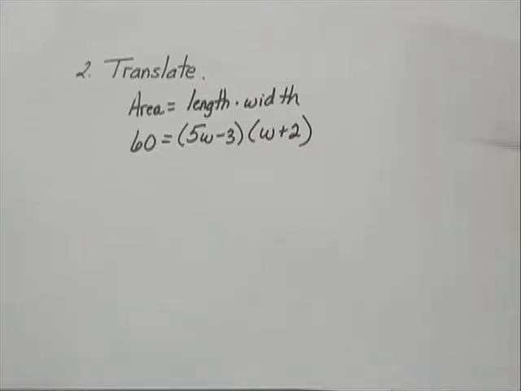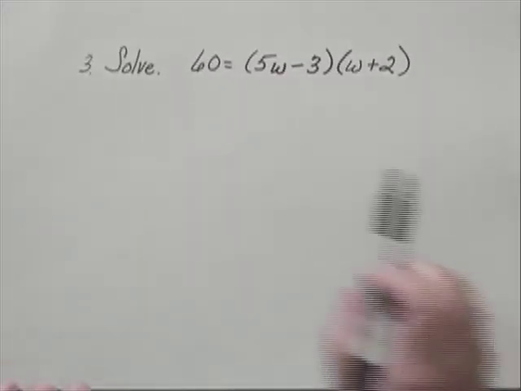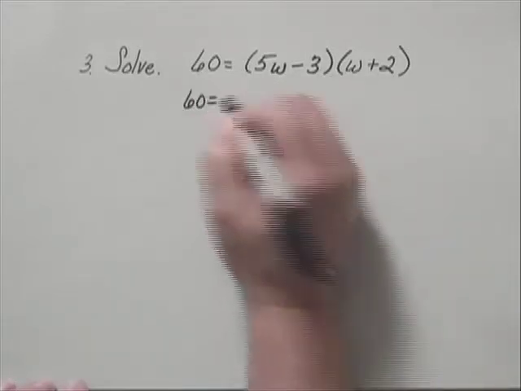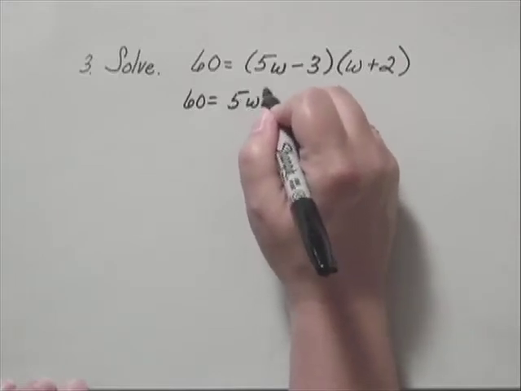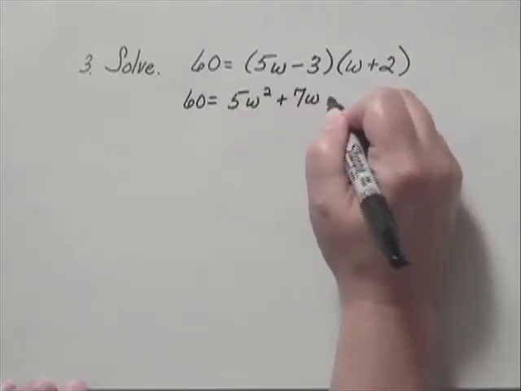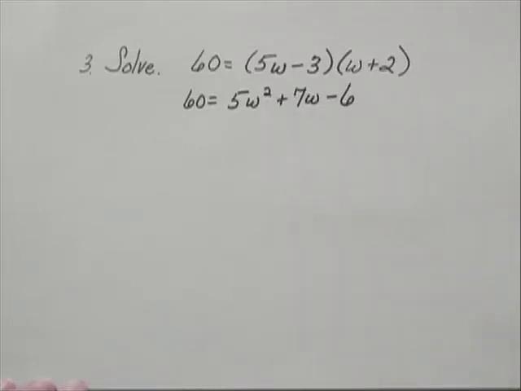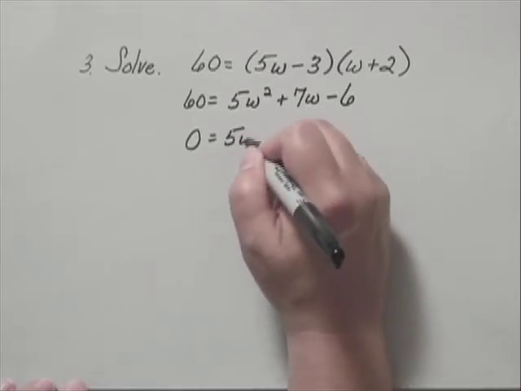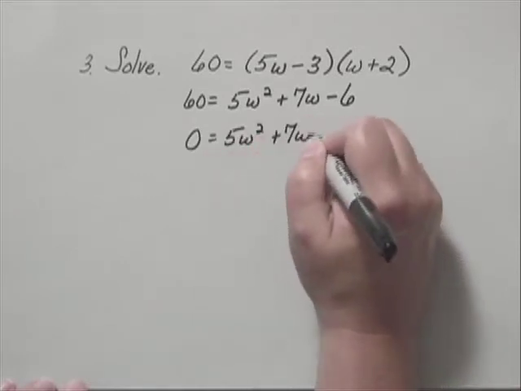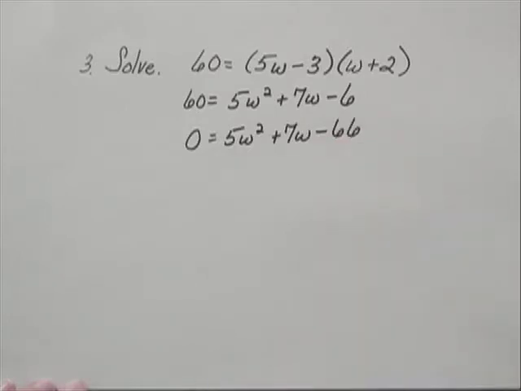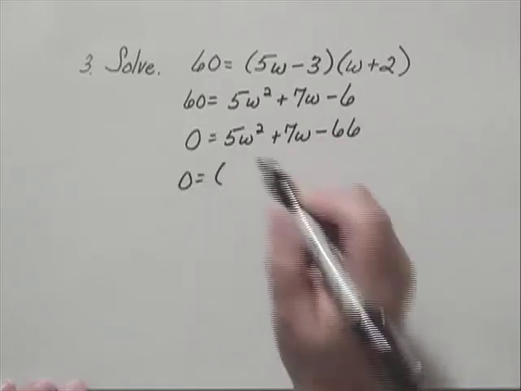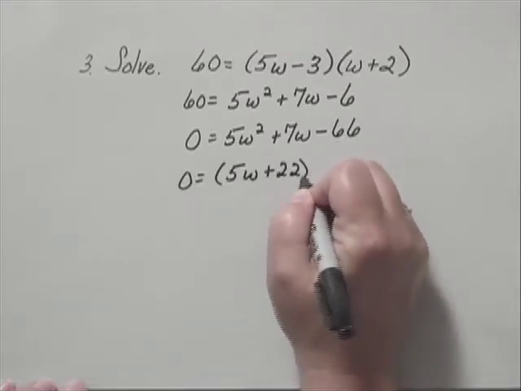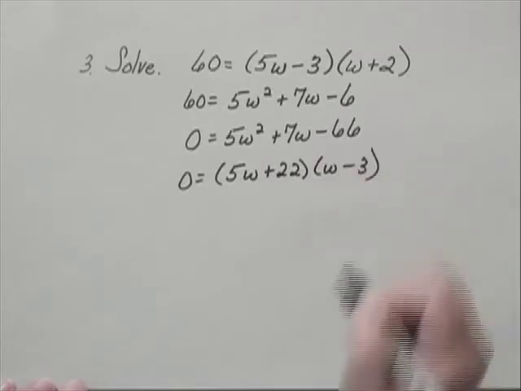And now I can solve this equation. First multiplying this out, I have 60 equals 5W squared plus 7W minus 6. Then I need to get a 0 on one side, so I subtract 60 from both sides, and I have 0 equals 5W squared plus 7W minus 66. And then I factor. 0 equals (5W plus 22)(W minus 3).